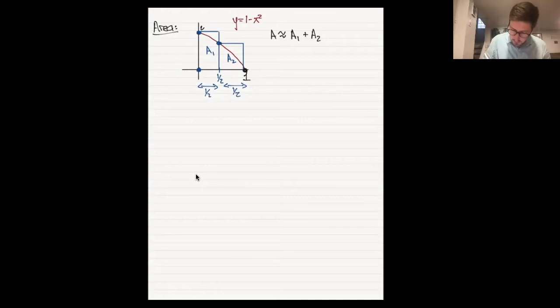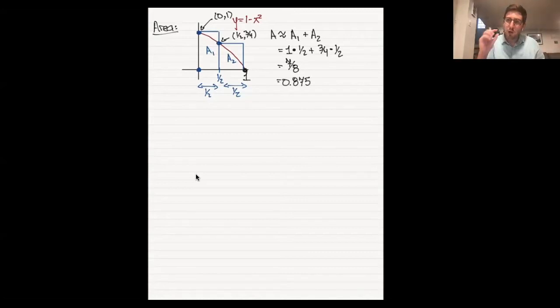So this tells me that my area A1 is the height 1 times the base, or the width, which was 1/2. Similarly, A2 is height 3/4 times the base 1/2. And now a simple algebra problem gives me 7/8, which is exactly 0.875.